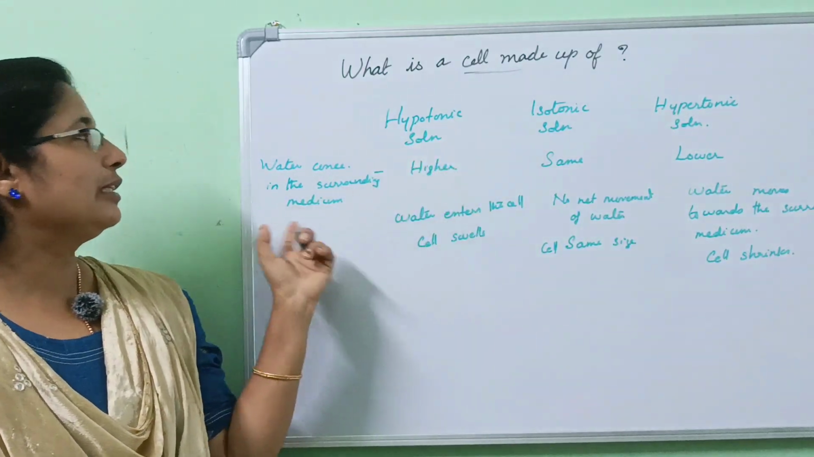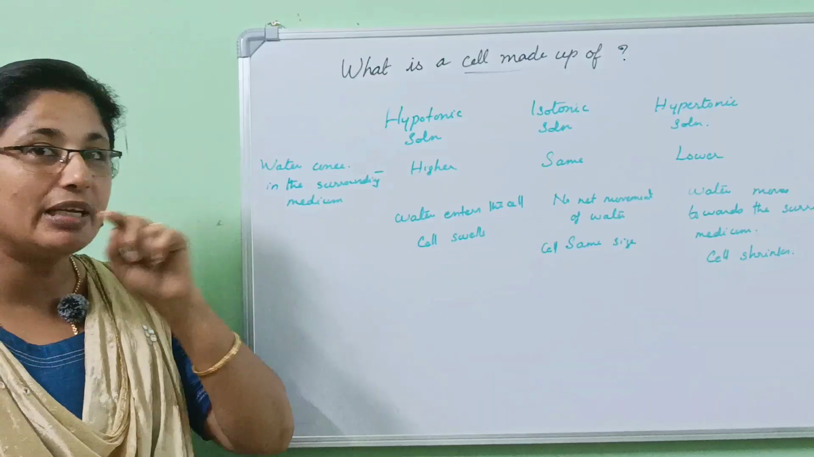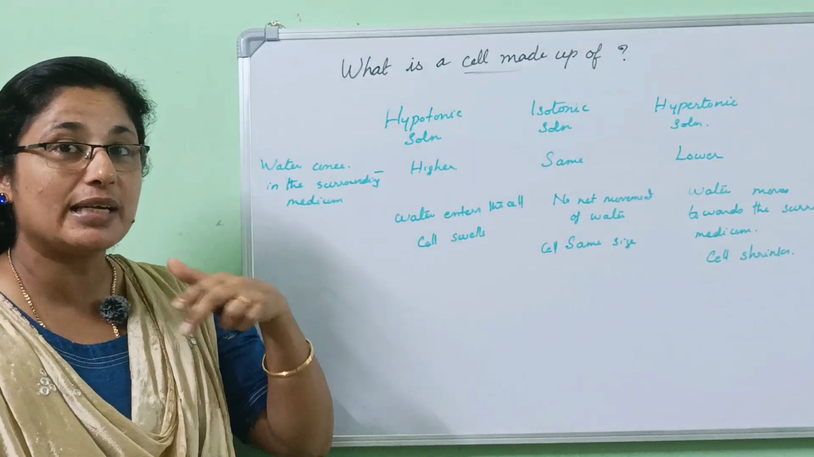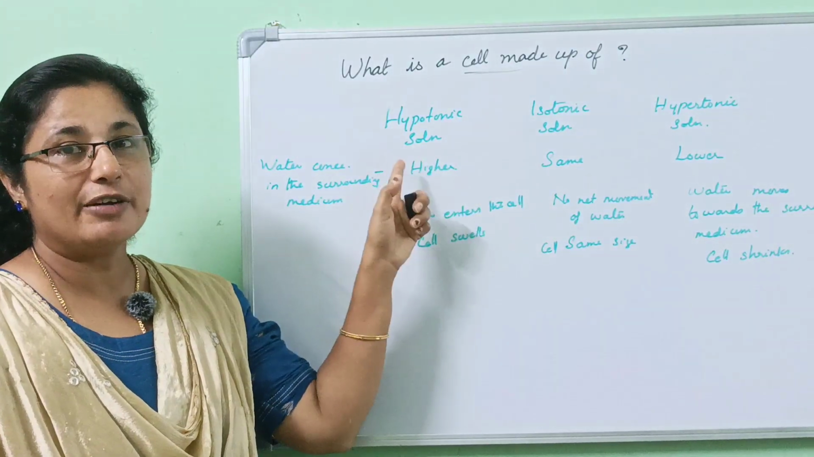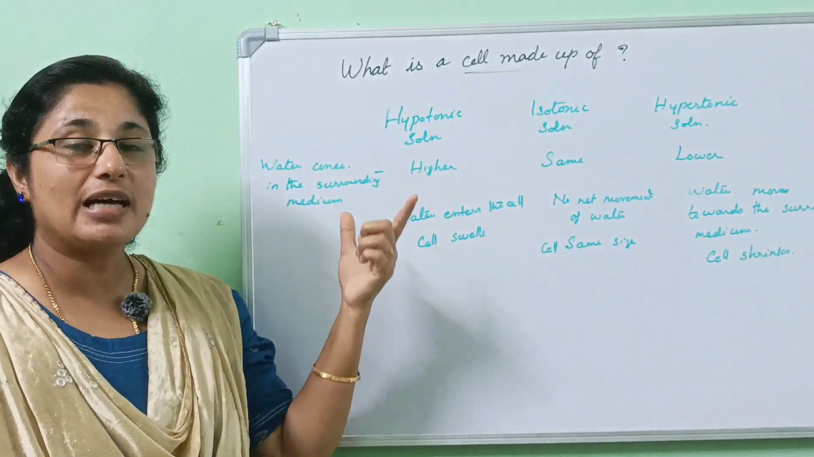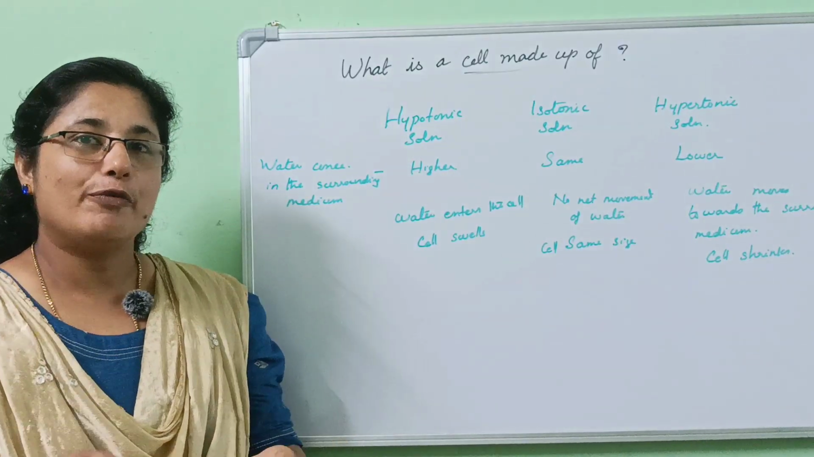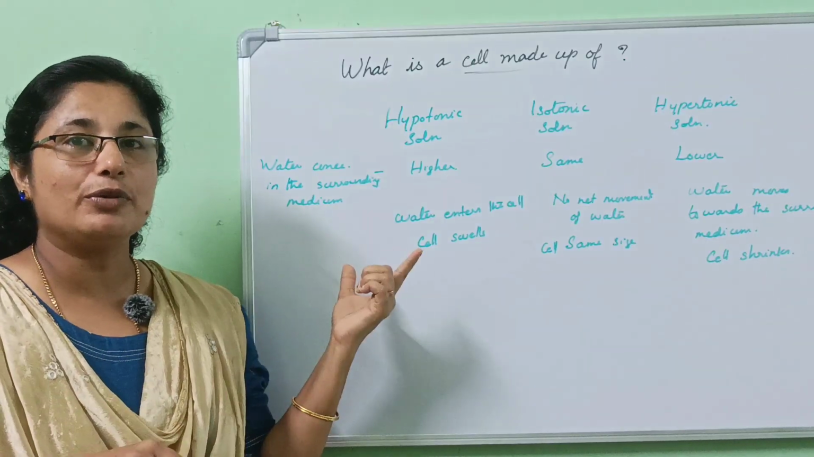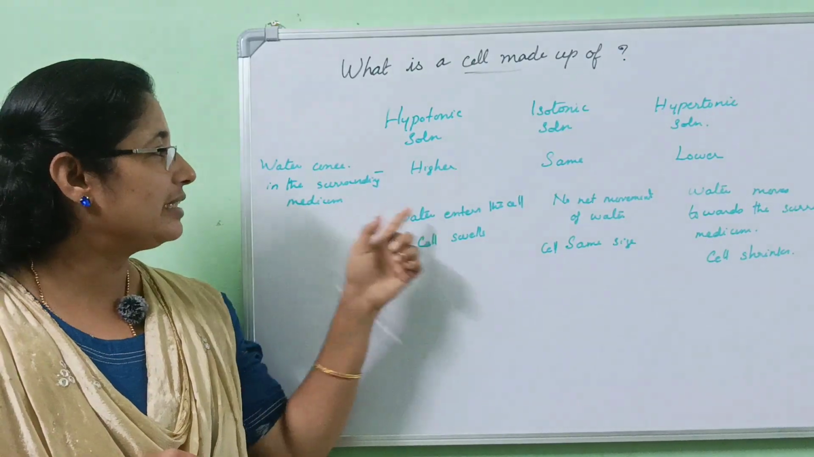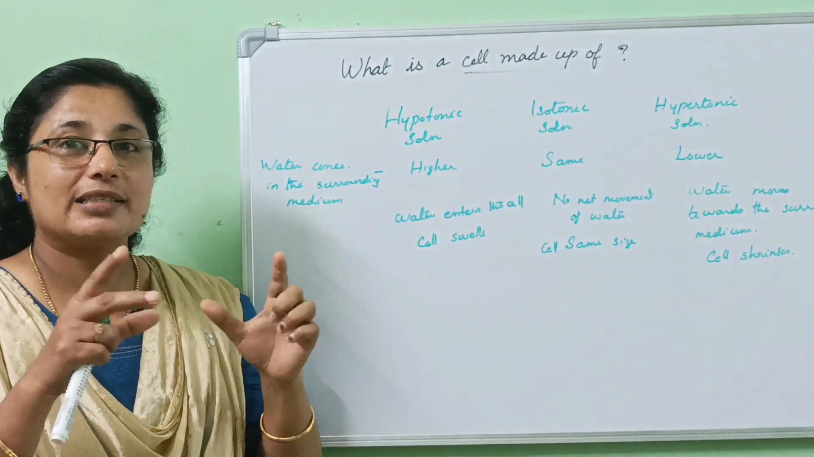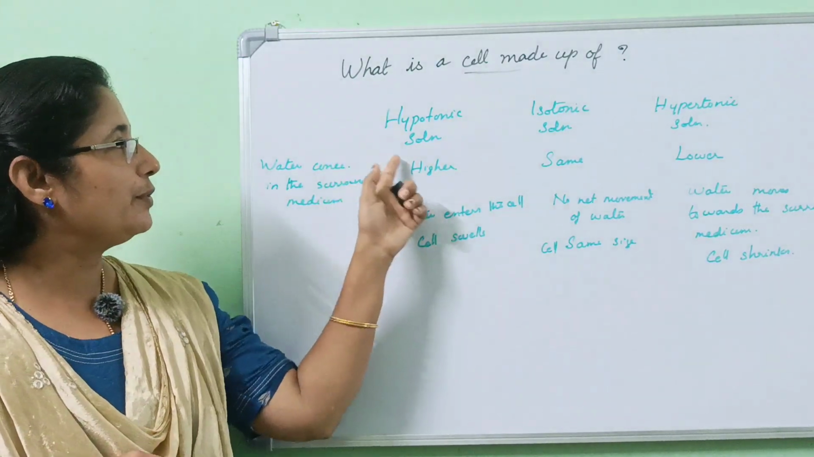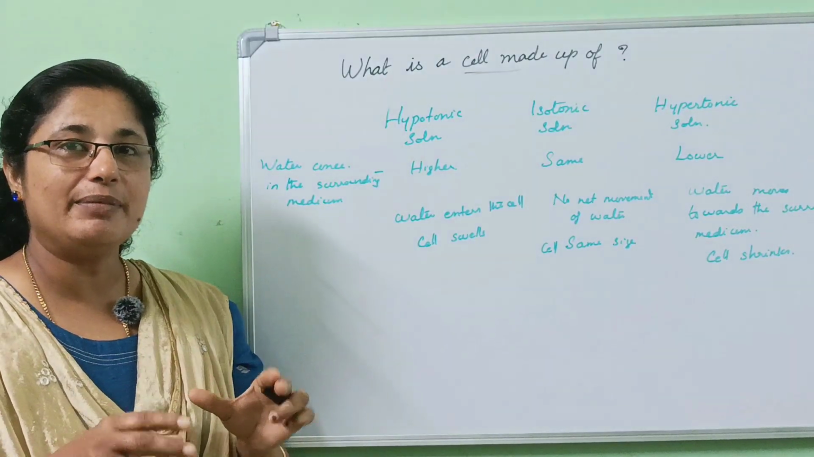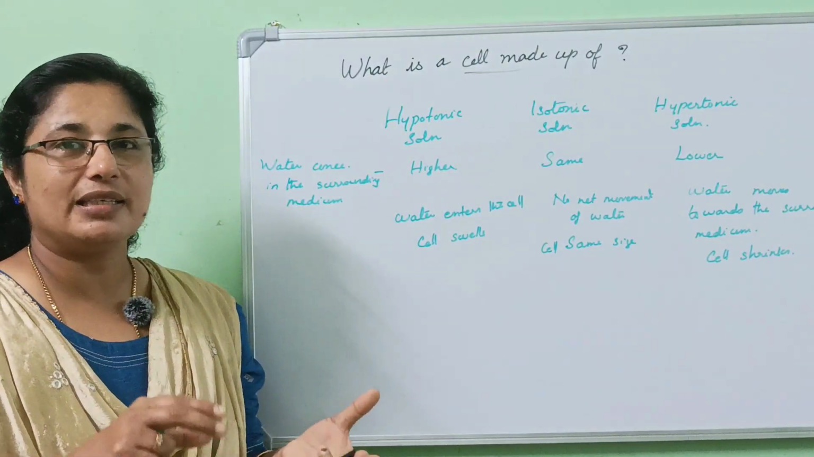In a hypotonic solution, the concentration of water in the external environment, the surrounding medium outside the cell, is higher. If the water concentration is higher in the surrounding medium, then what happens? Water enters into the cell, because the water inside the cell is low compared to the water outside the cell. So water enters into the cell, and as a result the cell swells. Such a solution is called a hypotonic solution. That is, the concentration of water in the surrounding medium is higher than that inside the cell.